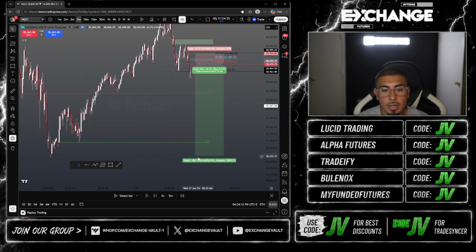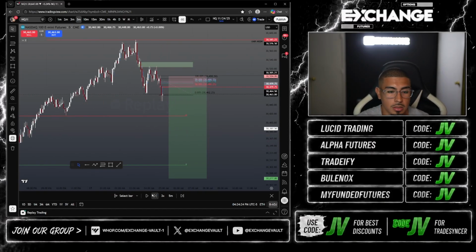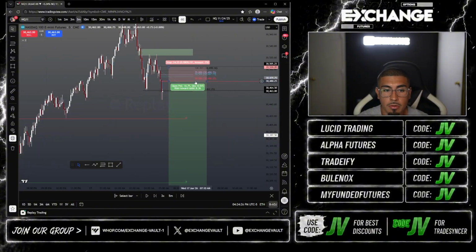I'm only risking 25 points in this situation, 25 points to make roughly 210 points. Do you guys see the risk reward there? So then we wait for a retest. It's either a retest into the 50% or a retest into the imbalance. Let's see what happens.